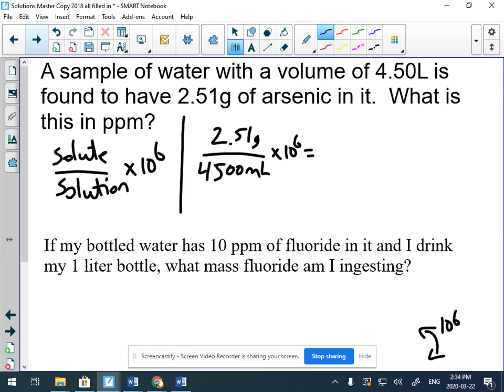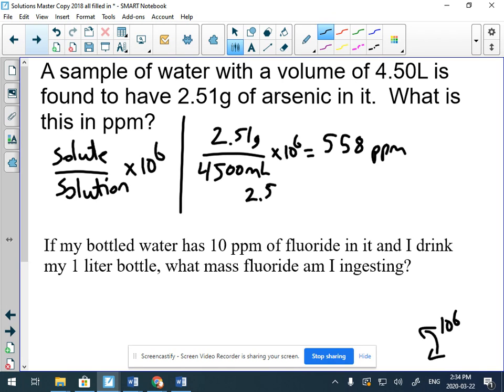I get, to 3 sig figs, 558 parts per million. So what's the unit for parts per million? It's parts per million. It really doesn't have a unit because it's explaining that you have 558 parts of arsenic per million parts of solution. So really this ratio is the same.